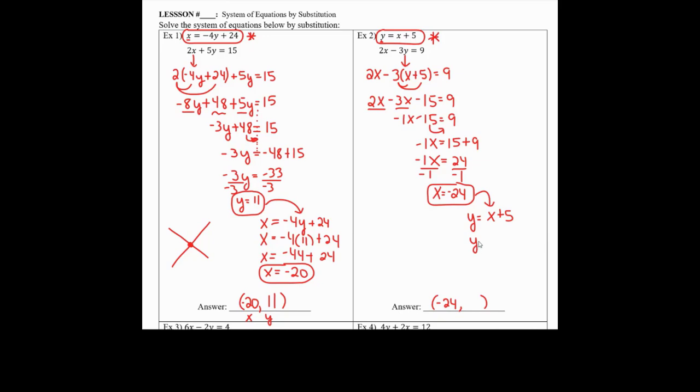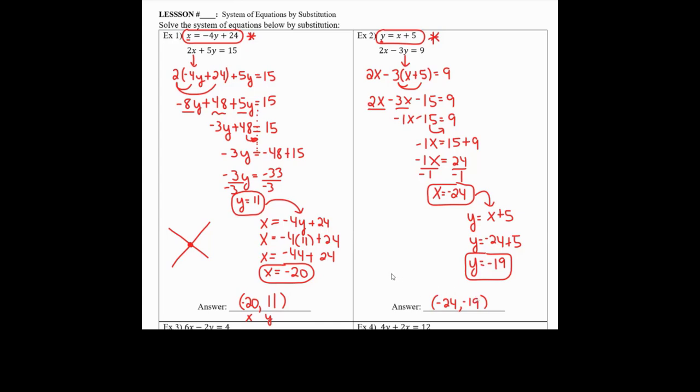And then we're going to substitute again. This would be y equals, instead of x, I'm going to put negative 24 plus 5. And negative 24 plus 5 is negative 19. So there we go. We got our answer for the y. I'm going to put negative 19 right here.